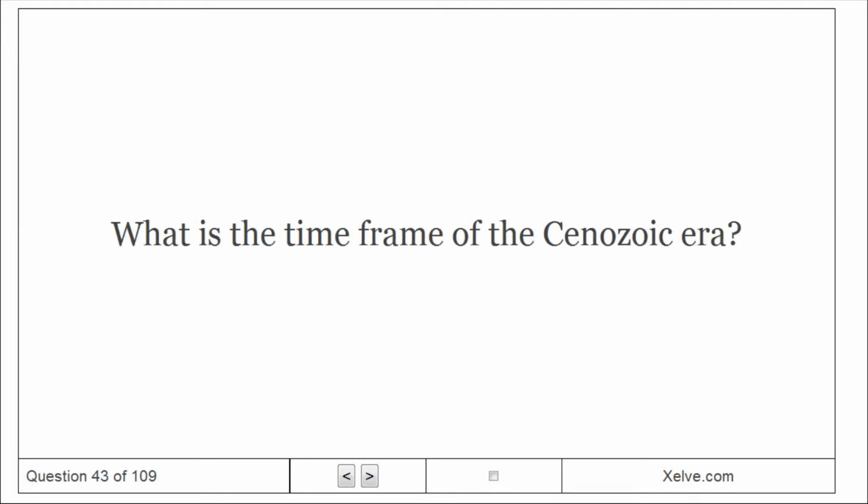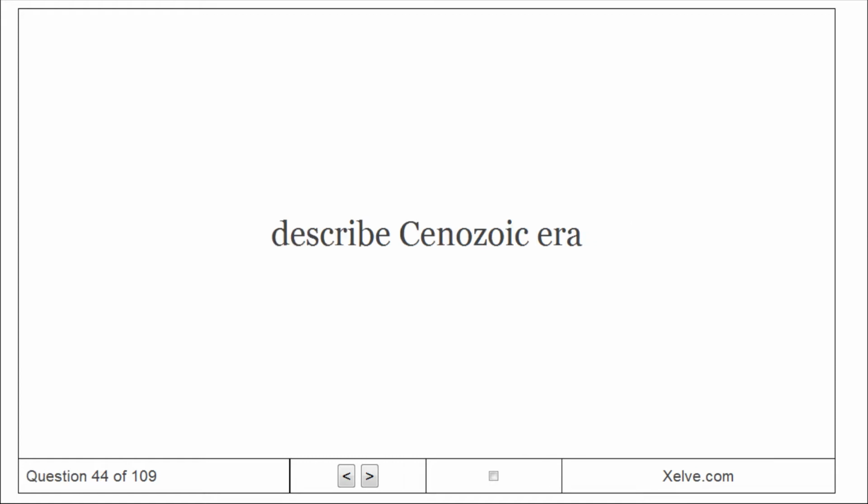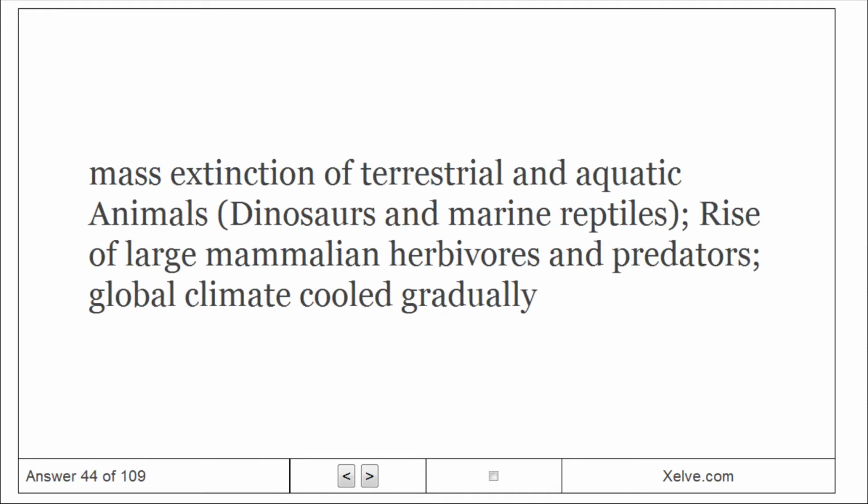What is the time frame of the Cenozoic era? 65.5 million years to present. Describe the Cenozoic era. Mass extinction of terrestrial and aquatic animals, dinosaurs and marine reptiles, rise of large mammalian herbivores and predators. Global climate cooled gradually.